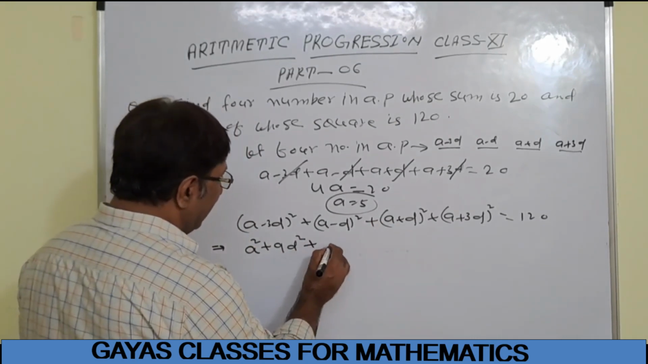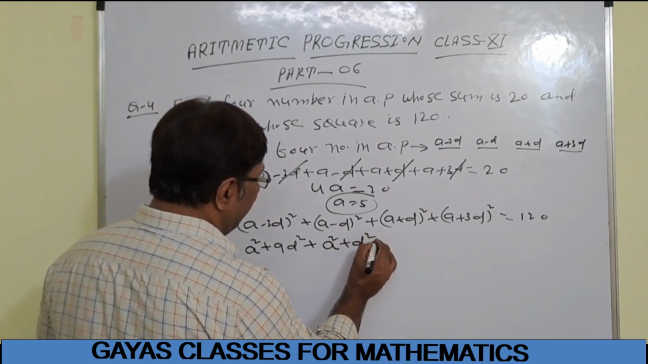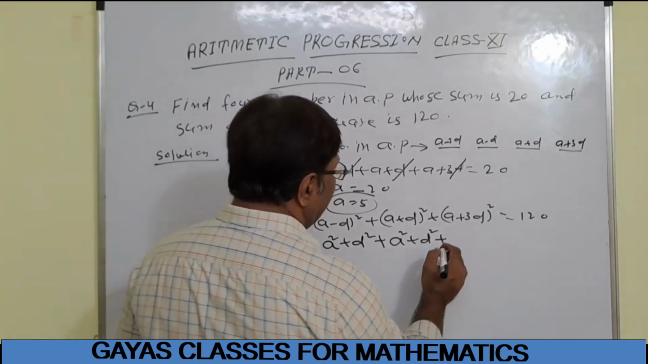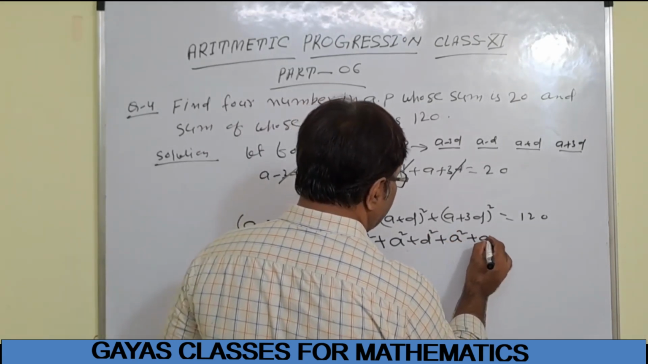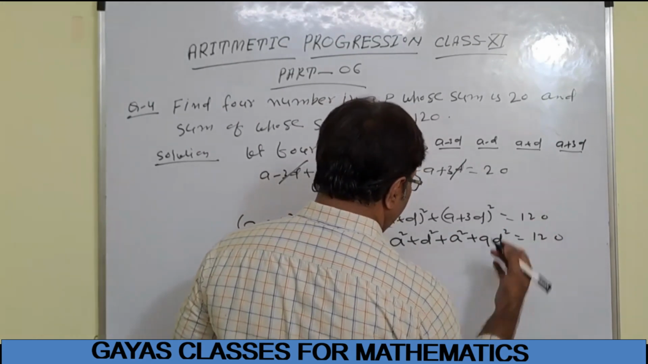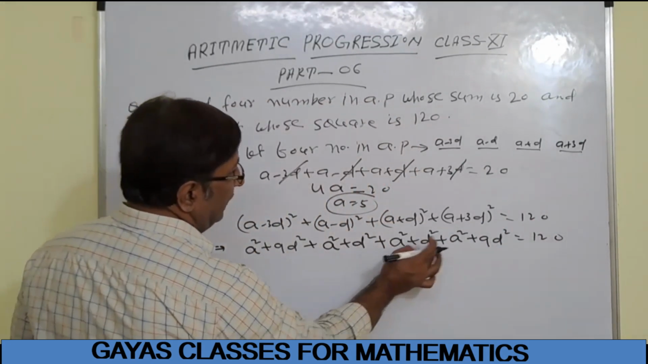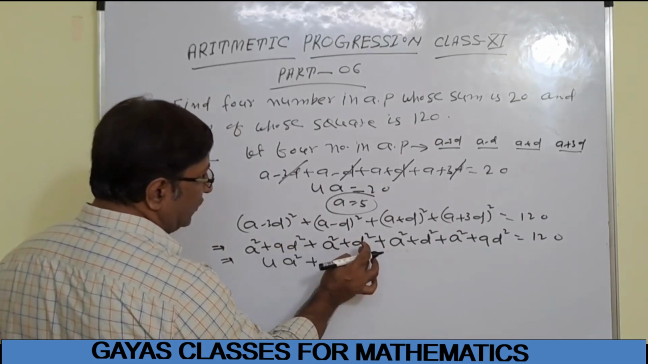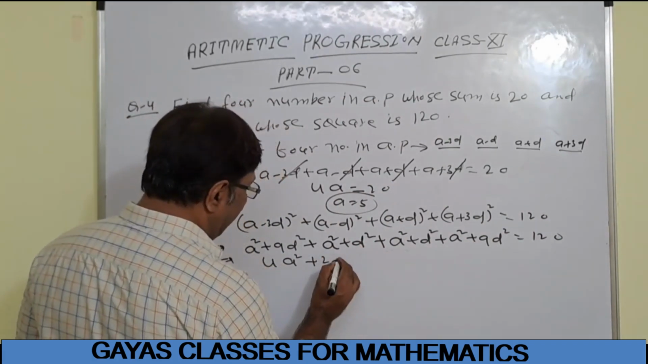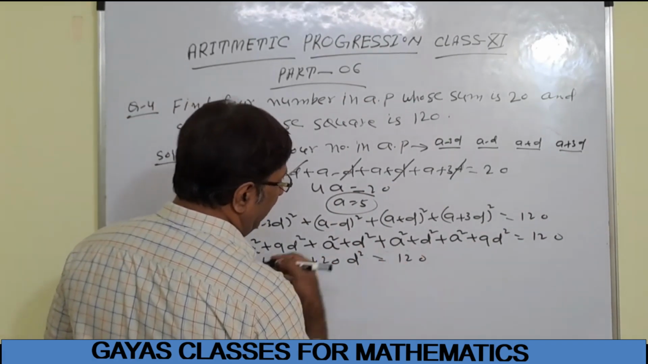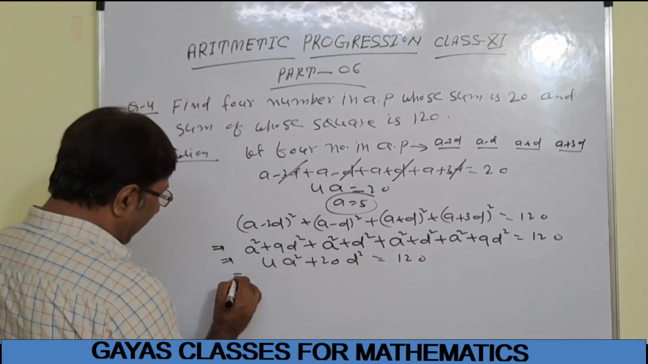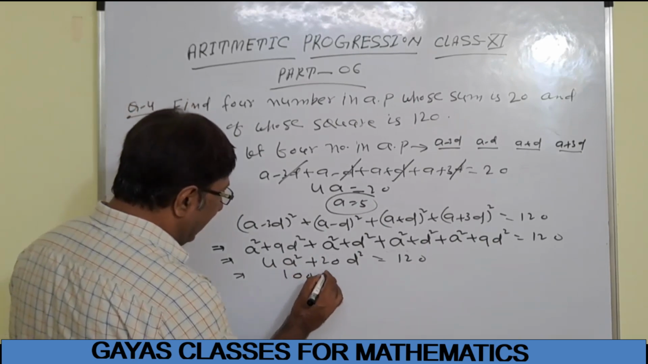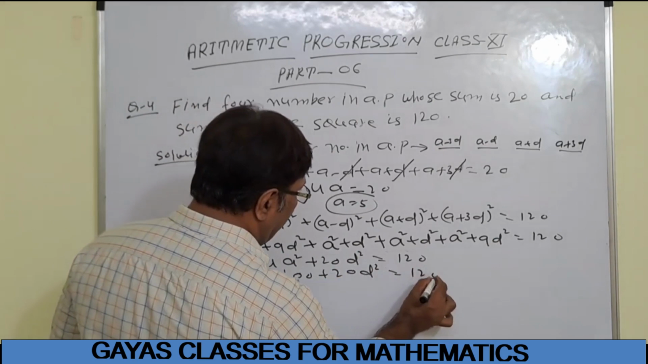Now in the next, this is A square plus D square. Again here A square and D square. Again here A square plus 9D square is 120. So we will get 4A square plus 9 plus 1, 10, and here 10, so that is 20D square equal to 120. A is 5, so just put A equal to 5. 5 square is 25, into 4 is 100, plus 20D square equals 120.